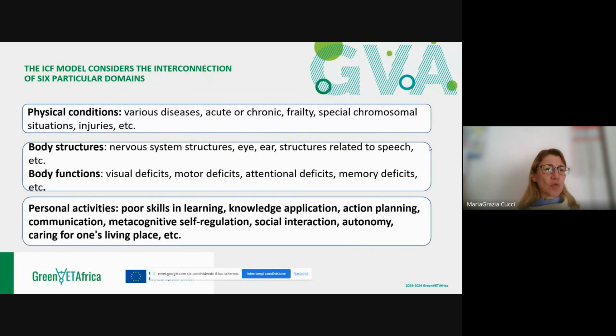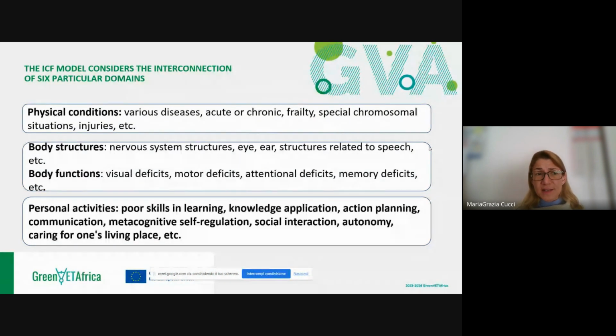The second domain refers to body structures and body functions. We can have nervous system structures, eye, ear structures, structures related to speech, and other problems related to the structure of the student. For instance, we can discover during the school year that the student has some difficulties in watching the blackboard, and we discover that he has some problems with the eyes, as me, for instance, myopia or something like that. Or the student cannot hear us very well, and we can suggest the opportunity to go through dealing with the family, whether the student is a minor.